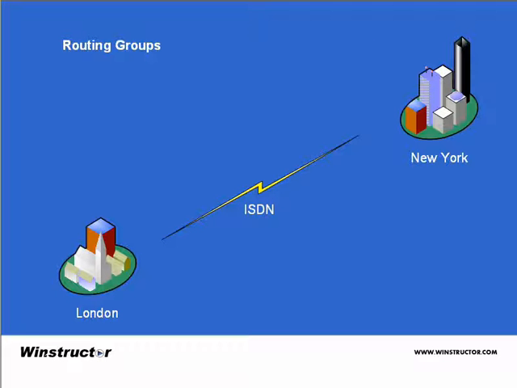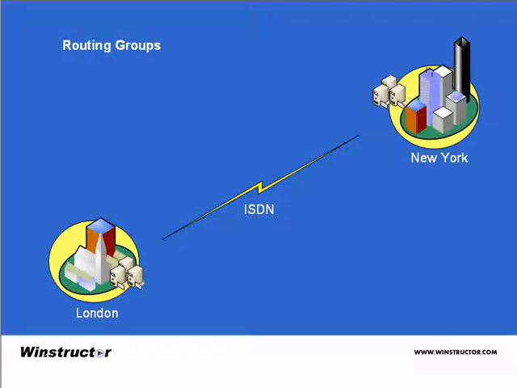In our earlier example, when we made two administrative groups, one for New York and the other for London, we'd need some method of connecting them. So if we assume for a moment that we had an ISDN connection between these two sites, what we'd have to create is two routing groups, one at each site. Then each routing group would contain its own local servers.